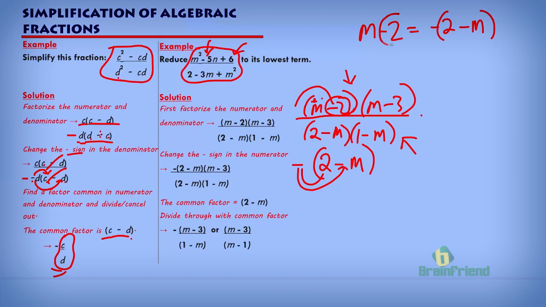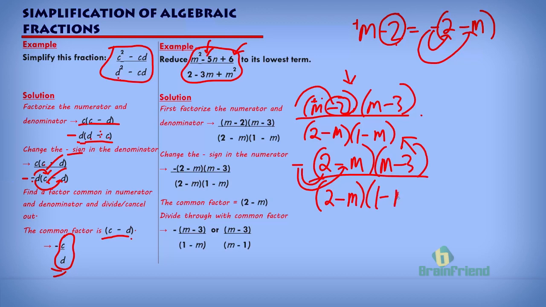Okay? Our negative sign here, minus 2, still remains. The positive m, the minus also multiplies minus m to give us back the positive m. So it's just a different way of rewriting, okay? So we have 2 minus m, m minus 3 remains. And beneath our denominator, we have 2 minus m, 1 minus m.